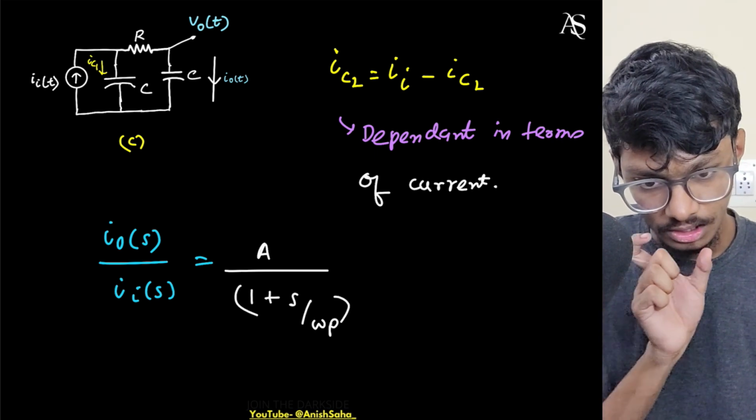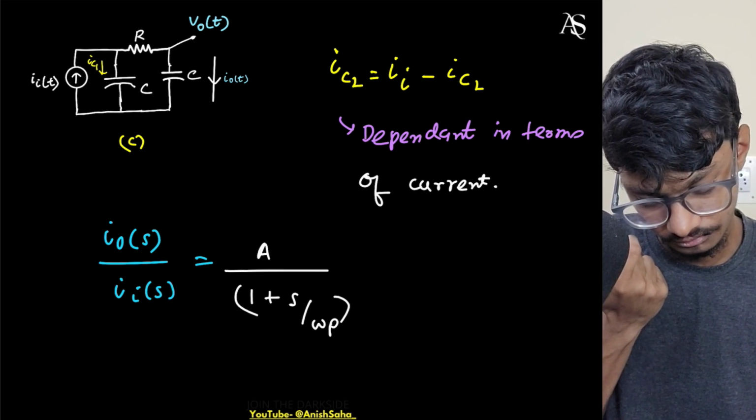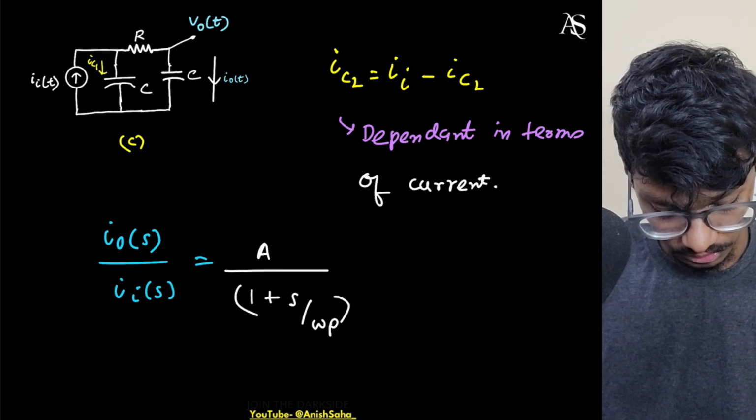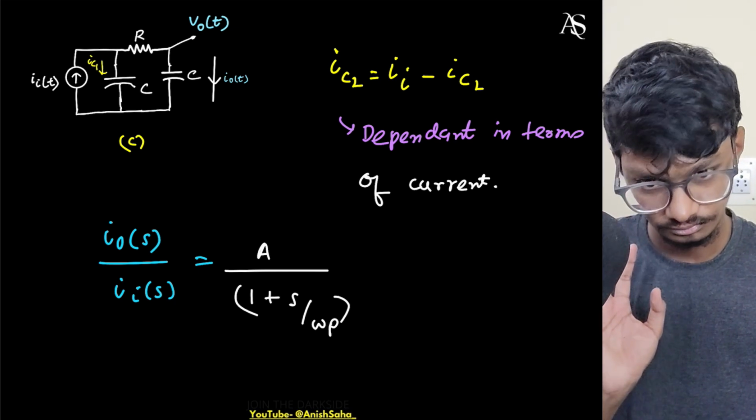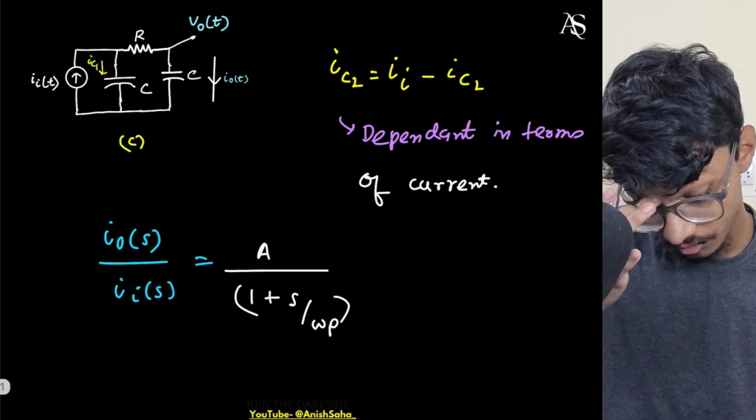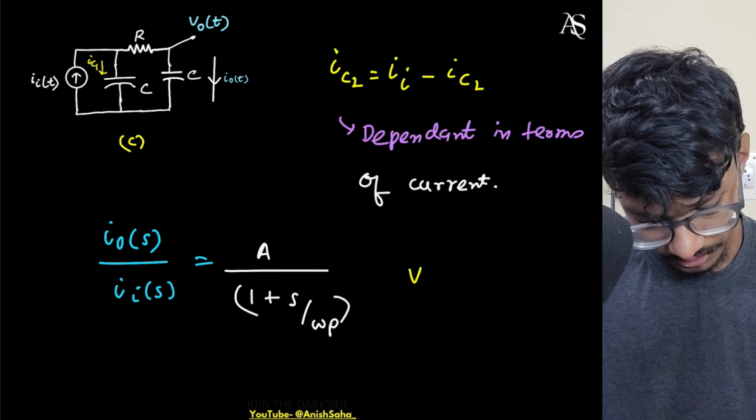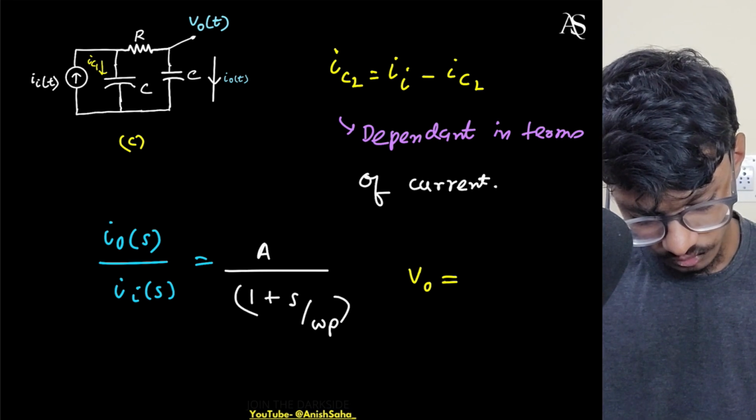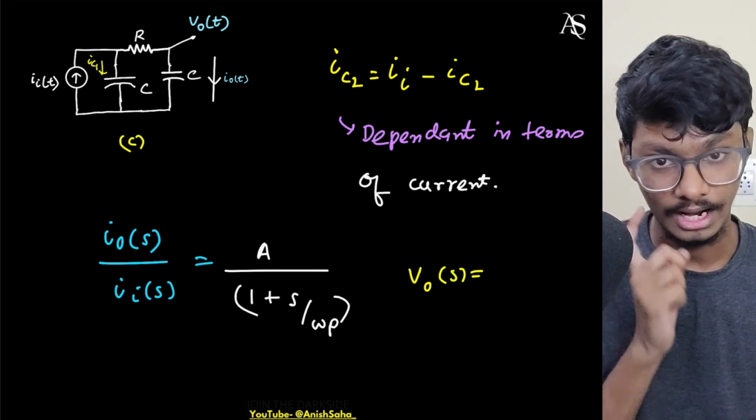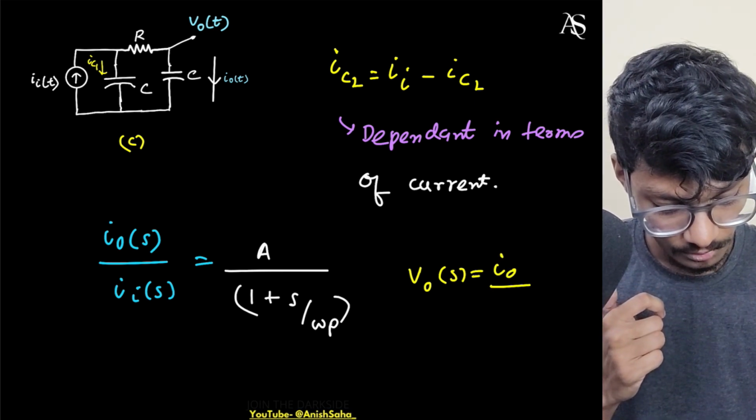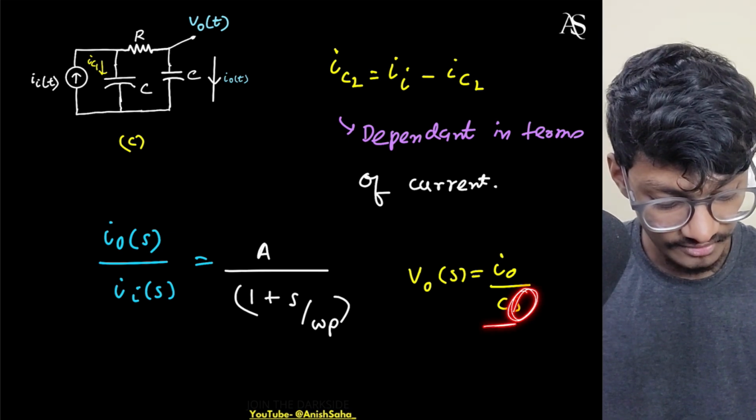So now let's first see what you can do with the voltage output. If I want to compute in terms of voltage output, what can I do? Okay, so if I want to compute the voltage output, let me just do this. What is my VO? VO of S will be I into V equals to I into R, so it will be IO by CS. Here, what interesting fact happens? The interesting fact is I have a pole at S equal to 0.